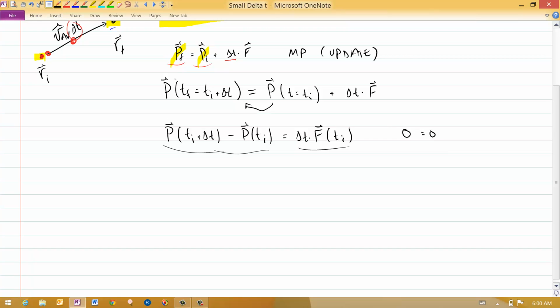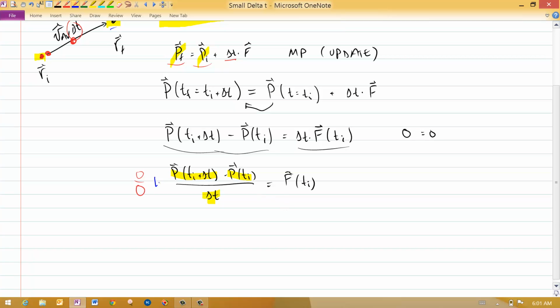I'm going to divide both sides of this by delta t. So I've got p at t initial plus delta t minus p at t initial, divided by delta t, is equal to the force at t initial. Here the p final and the p initial are going to be very close to each other. That is going to be very, very small, but the delta t is also small. So when I take the limit as delta t goes to 0, I've got 0 divided by 0, and I'd have to use L'Hopital's rule to figure out exactly what that limit is. In this case, that is a limit.